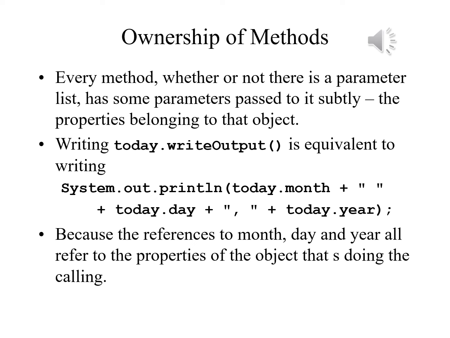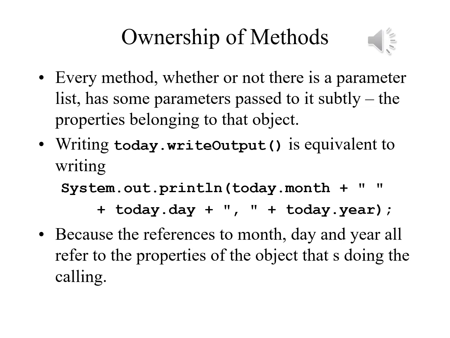But in addition to parameters that are listed there explicitly, there are some data items that it receives implicitly, namely the properties that belong to the object that also owns the method in question. If I write today.writeOutput, it's the same thing as writing System.out.println(today.month + " " + today.day + ", " + today.year).